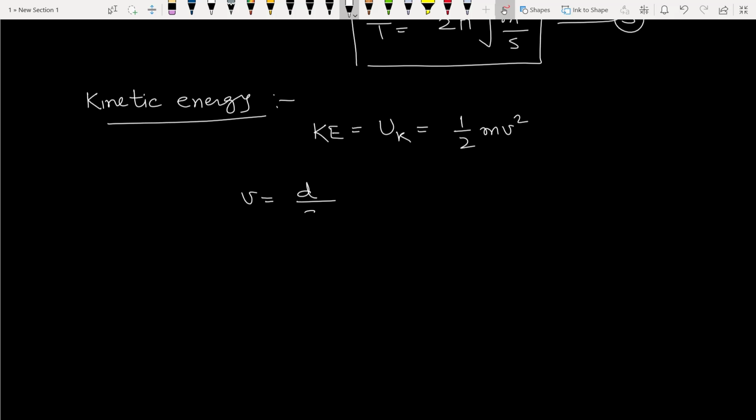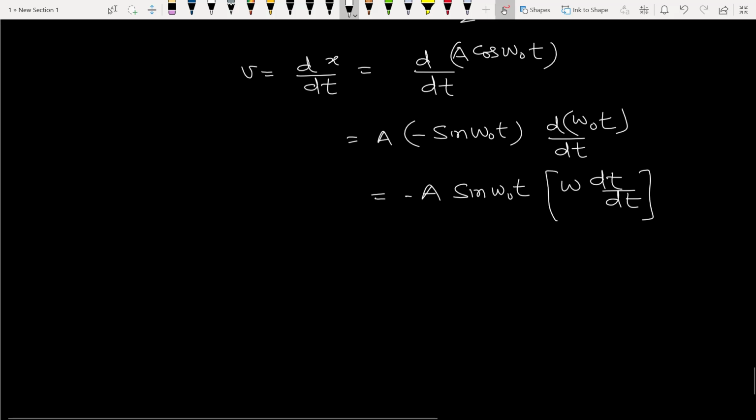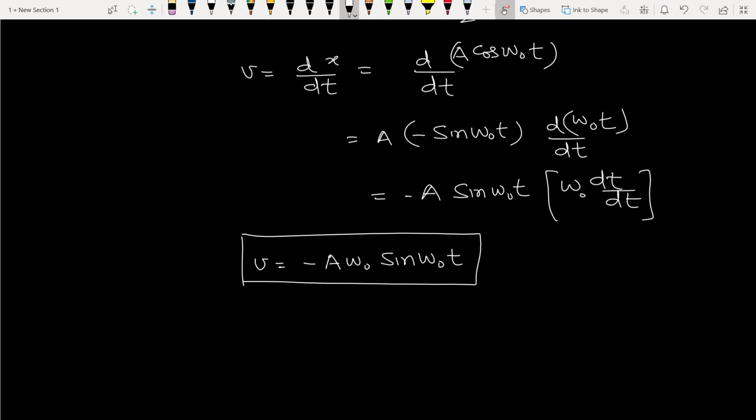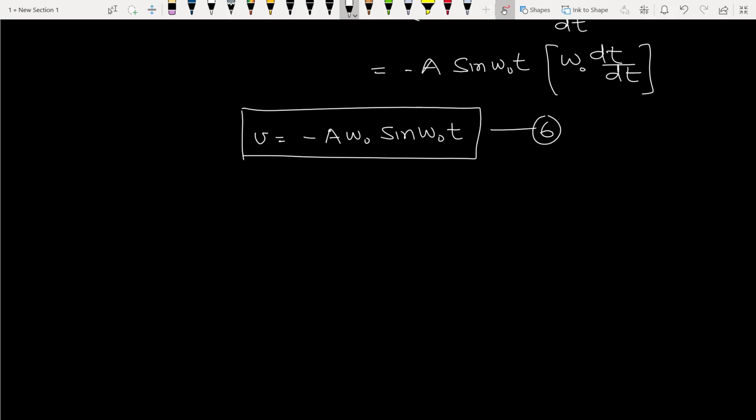So velocity is derivative of x with respect to time, and for mechanical oscillator we assumed x is equal to a cos omega naught t. So a is a constant, derivative of cos is minus sin omega naught t into derivative of the angle. Omega naught comes common, dt by dt will be 1. So v is equal to minus a omega naught sin omega naught t. So this is the expression for velocity. We mark this as equation number 6 for mechanical oscillator.